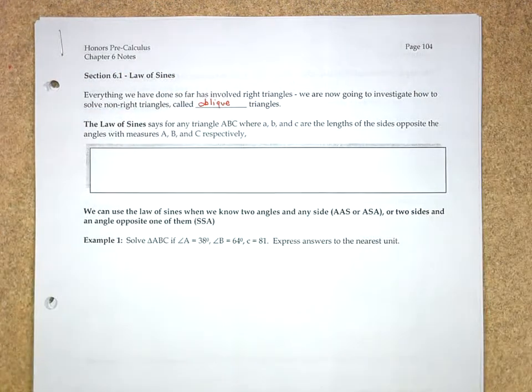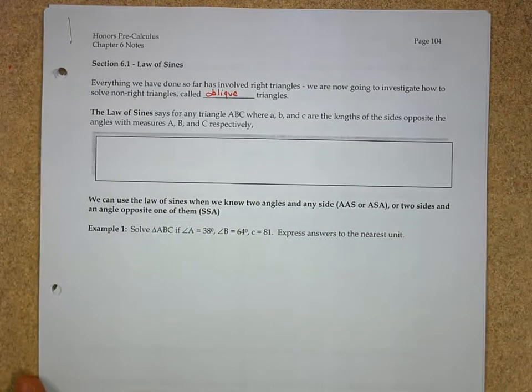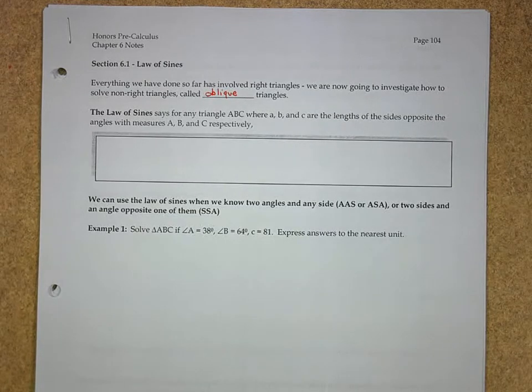Oblique means they don't have a right angle, which means you don't have a hypotenuse by the same definition that we talked about back in geometry. So one of the first skills we want to work with is solving an oblique triangle when we're given either a side and two angles or an angle and two sides, and we want to find all the different pieces. So we're going to use the law of sines.